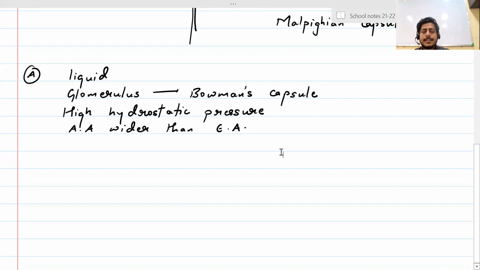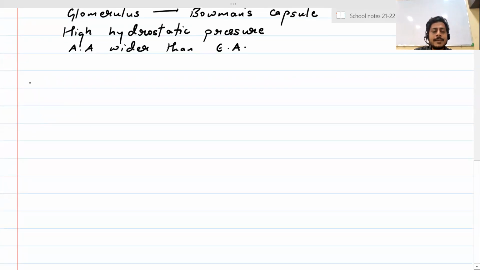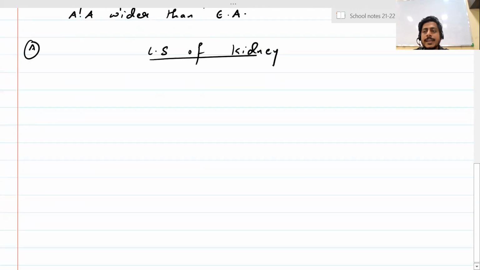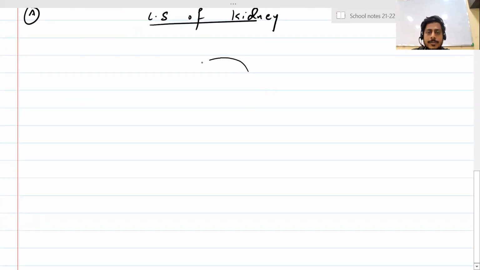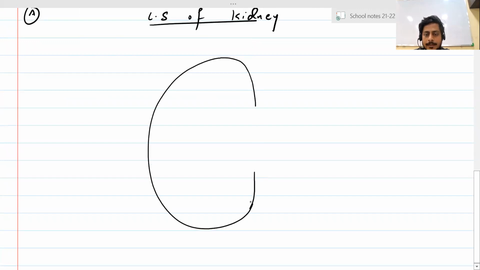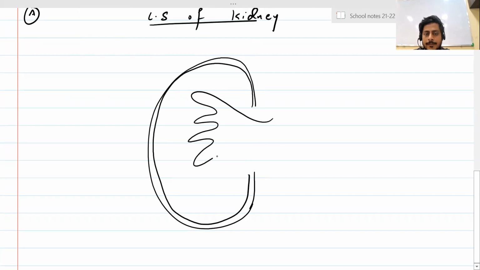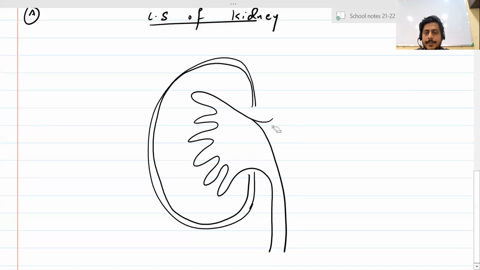The fourth one is the diagram for the LS of the kidney. Make sure you give your title again, longitudinal section of the kidney, or the LS of the kidney. First, you draw the outline of the LS of the kidney. Then you double that line there. After you double that line, you make sure you draw your finger-shaped structures like this. Take it down from here.